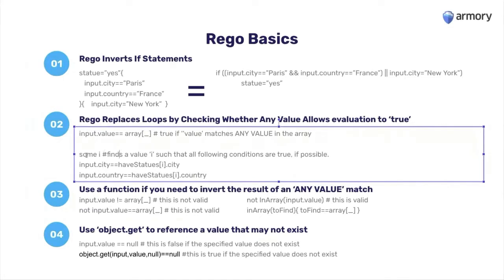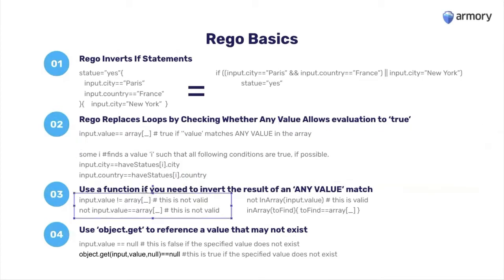Coming down here, this some function is for finding some value of i where all of these values are true. So this will return true if in this has_statues array, there is any element where both city and country match my city and country. This allows us, with just these three lines, to have this rule from up above, but it's not going to match on New Yorks that are not in the United States.